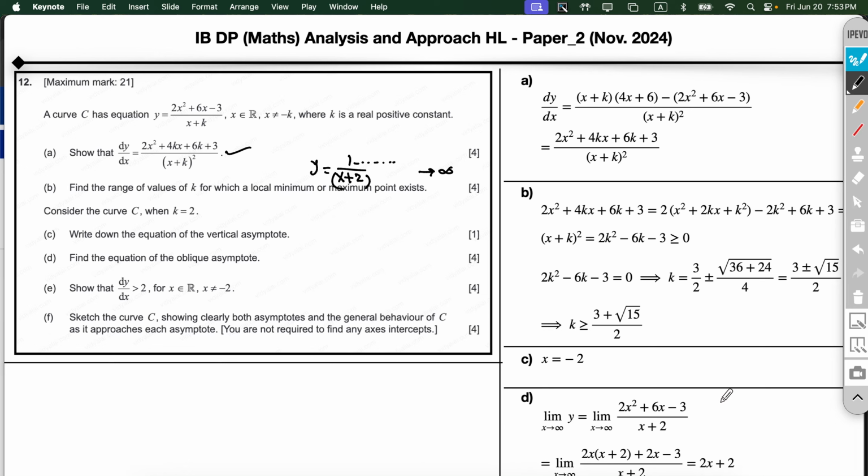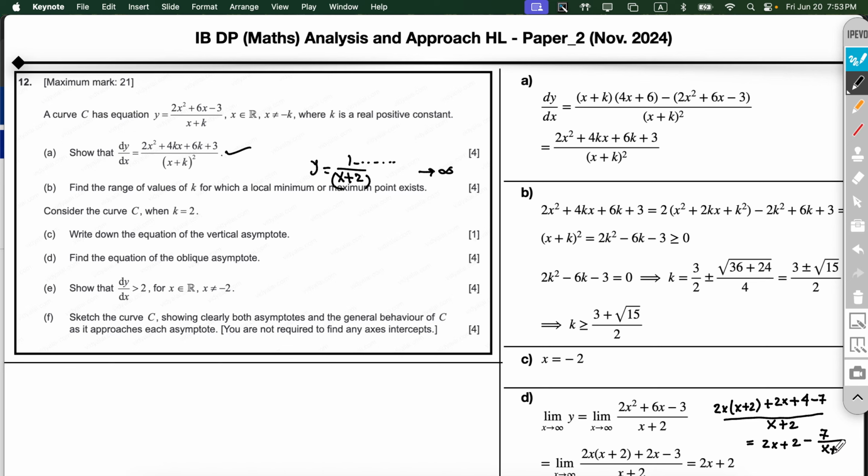So let's work this out. So we have 2x times x plus 2, plus 2x minus 3. But this minus 3, I can write it as plus 2 minus 3, divided by x plus 2. So this gives 2x plus 2 minus 7 over x plus 2.